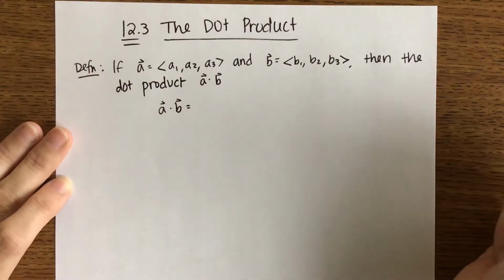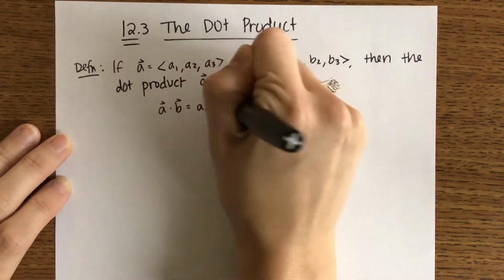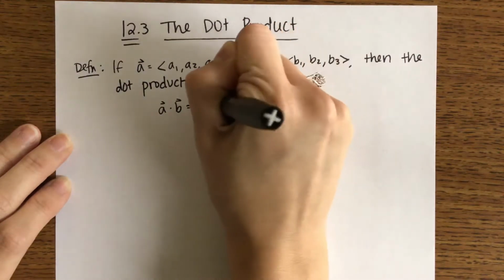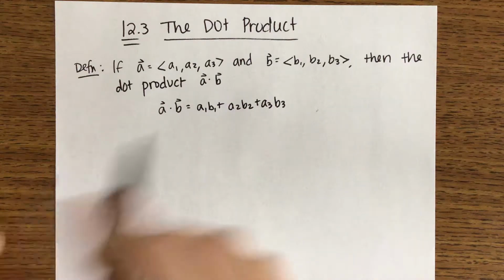Here's the way to calculate it. You are going to multiply the likewise components. So we're going to multiply A1 and B1, A2 and B2, A3 and B3, and then you're going to add them all together. So that's the dot product. As you'll notice, this is going to give you a scalar. So it's going to give you a number.